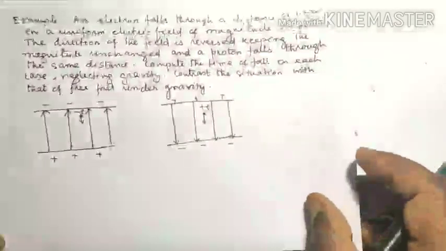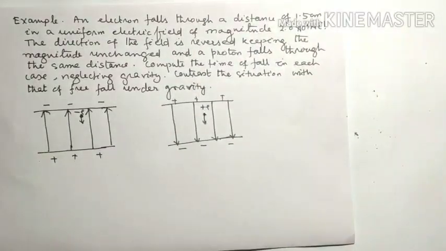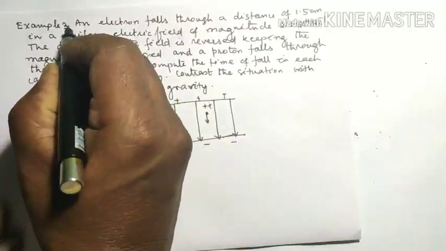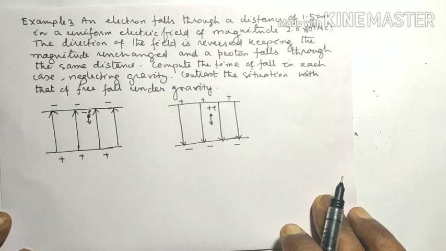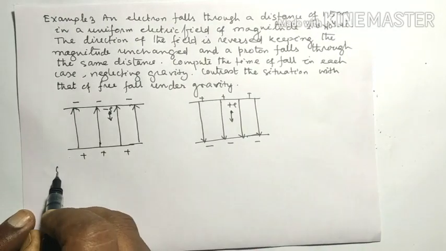Next problem. Example 3. An electron falls through a distance of 1.5 centimeter in a uniform electric field of magnitude 2 into 10 to the 4 Newton per Coulomb. The direction of the field is reversed, keeping the magnitude unchanged, and a proton falls through the same distance. Compute the time of fall in each case, neglecting gravity. Contrast the situation with that of a free fall under gravity. So what is the solution?